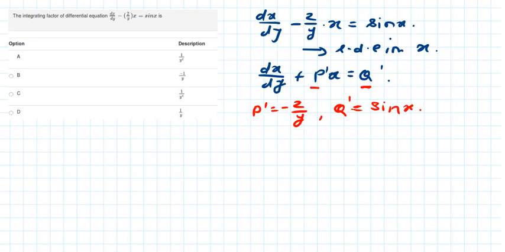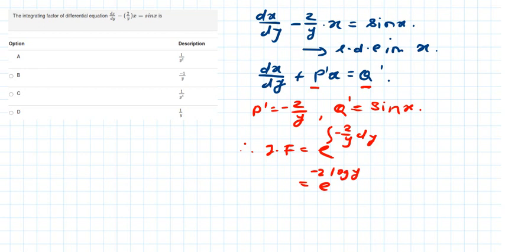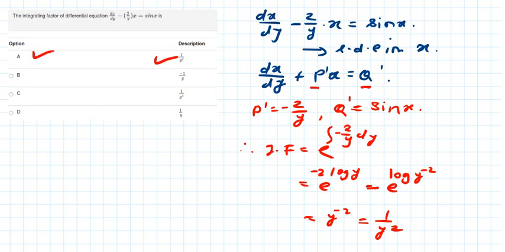So let's get the answer. Therefore its integrating factor will be e raised to the integration of minus 2 by y dy, which is e raised to minus 2 log y, which is e raised to log of y raised to minus 2, which is y raised to minus 2, which is 1 by y square. So option A is the right answer.